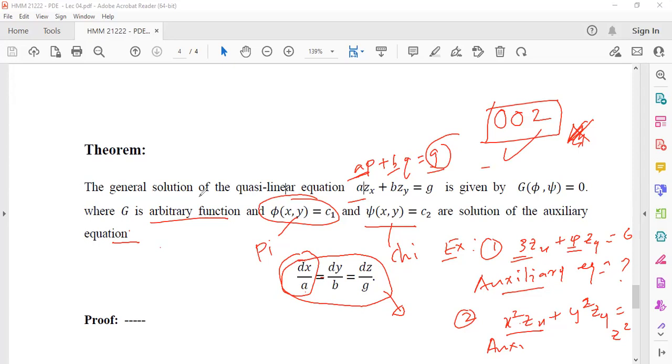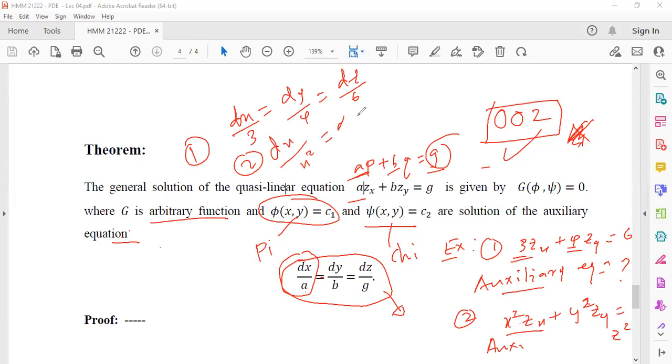So the first question will be dx over 3 is equal to dy over 4 is equal to dz over 6. Similarly, for the second question, we have dx over x squared, dy over y squared, which is equal to dz over z squared. Okay, simple.